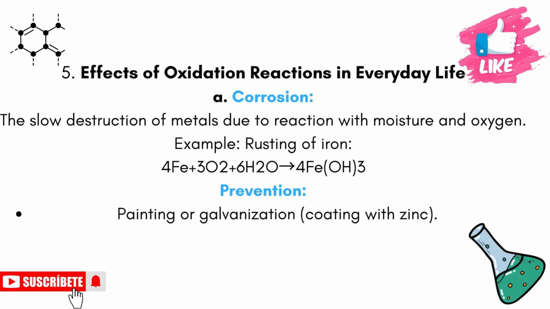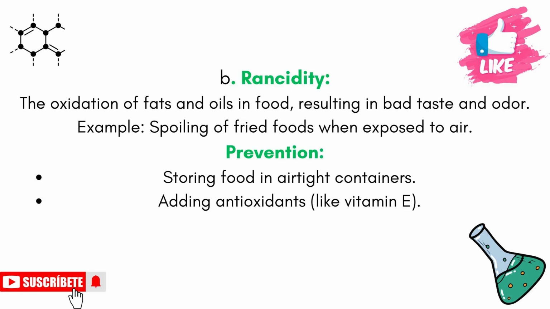5. Effects of oxidation reactions in everyday life. Corrosion, the slow destruction of metals due to reaction with moisture and oxygen. Example, rusting of iron: 4Fe + 3O2 + 6H2O → 4Fe(OH)3. Prevention, painting or galvanization, coating with zinc.